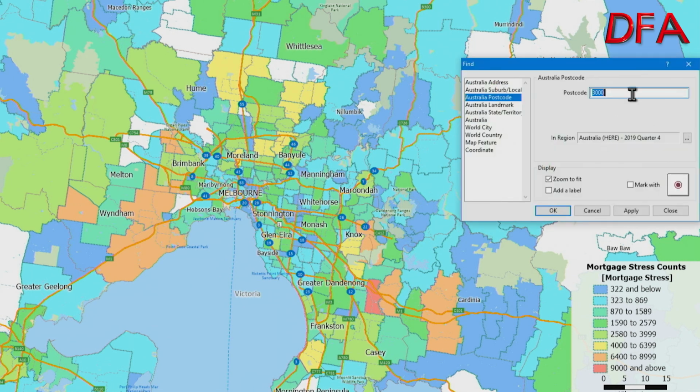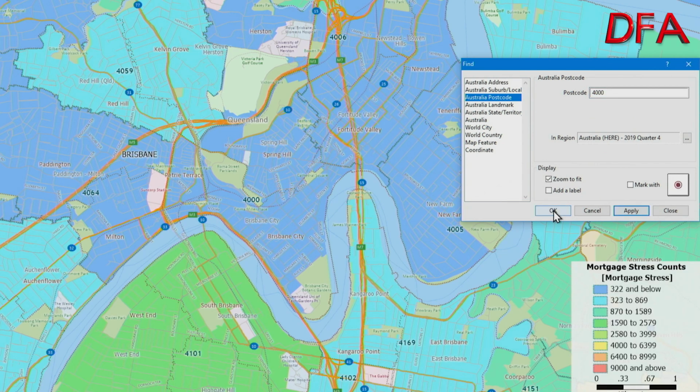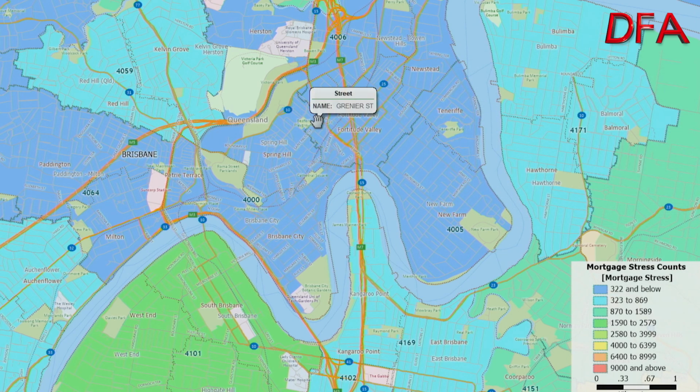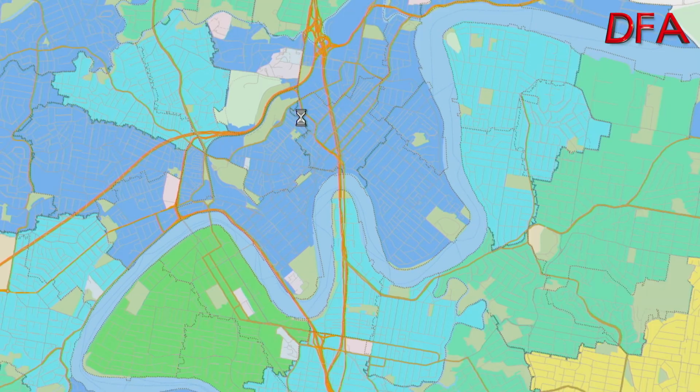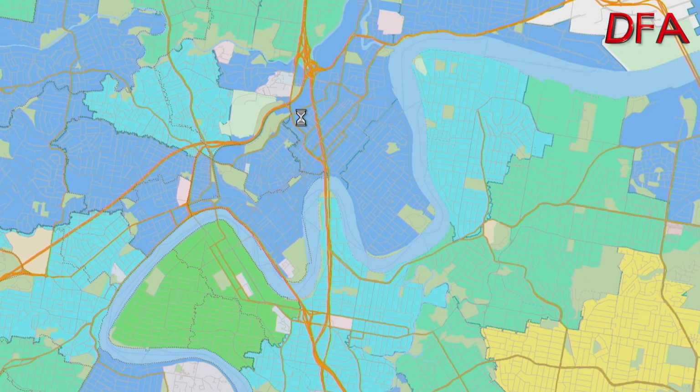Now I will just do one more. Let's go to 4,000 for this one. Go to Brisbane. I guess the point I'm trying to make here is that you have to go granular really to understand precisely how this is all working.